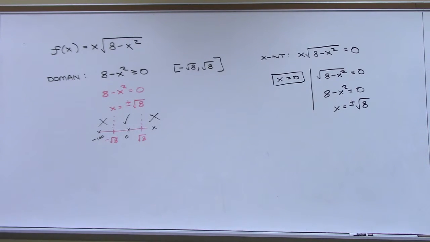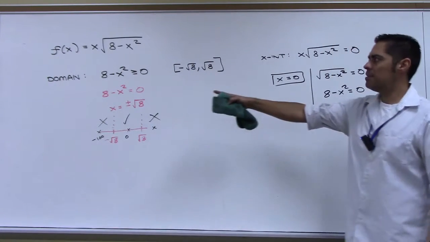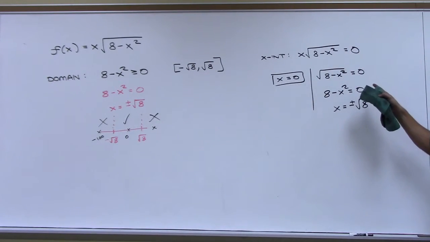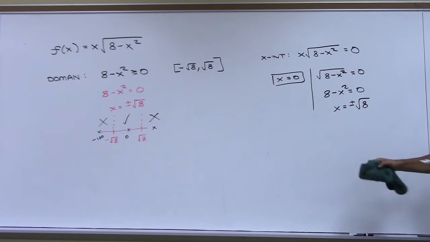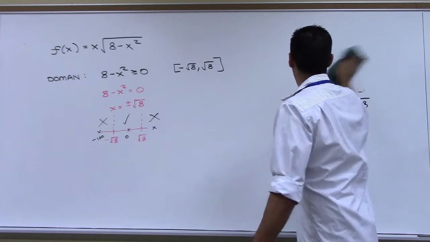Now, what about the y-intercept? It's the same as the x-intercept, right? It's 0. So we've got that. Again, I'm running out of time, so let's just keep moving. Horizontal asymptote.